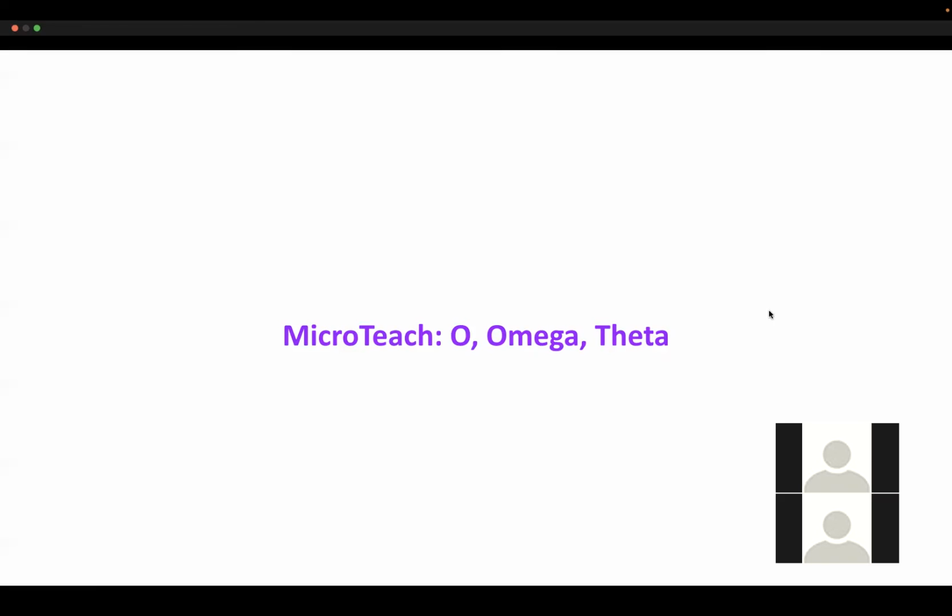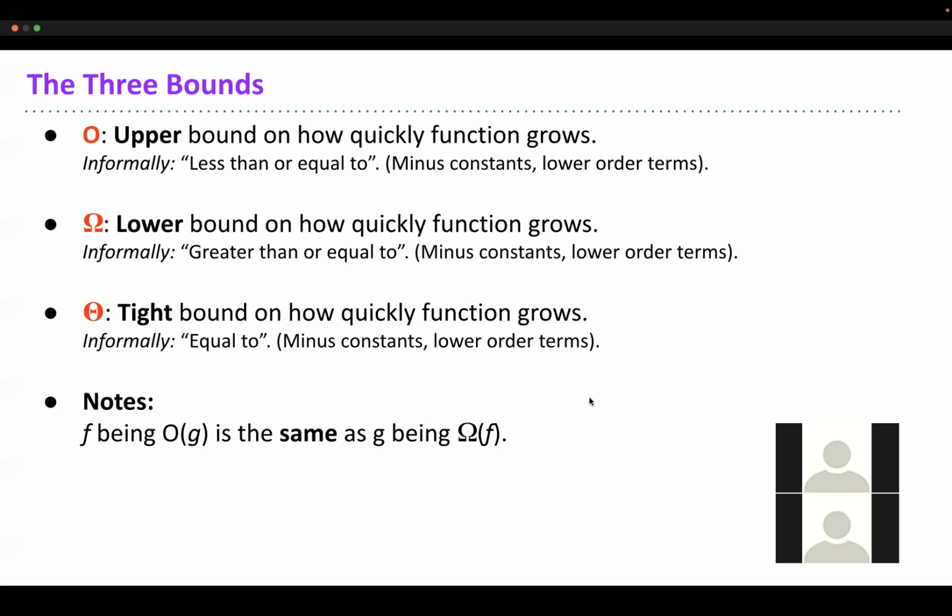All right, so now we're talking about these different runtime descriptors: big O, big omega, big theta. So what are they? Generally, when we're talking about runtime, we talk about it in bounds, right? So we have big O, and big O is going to be the upper bound on how quickly a function grows. Informally, it just means less than or equal to. Big omega is going to be the lower bound on how quickly a function grows.